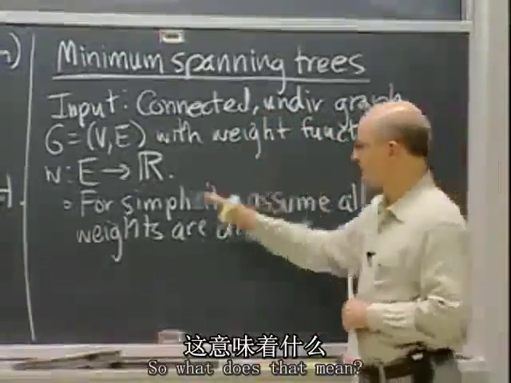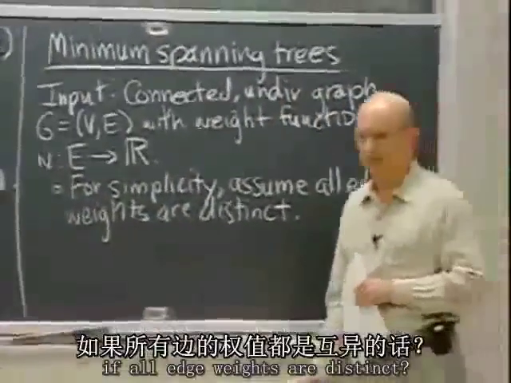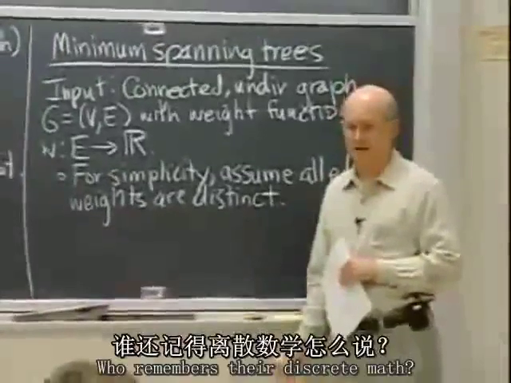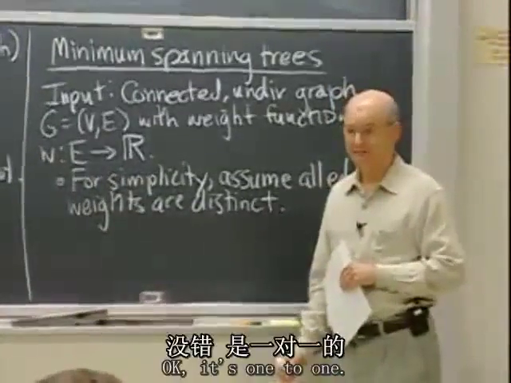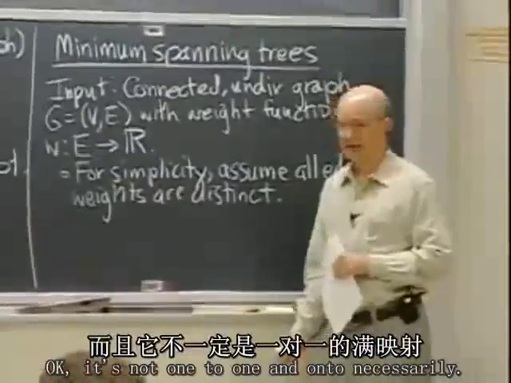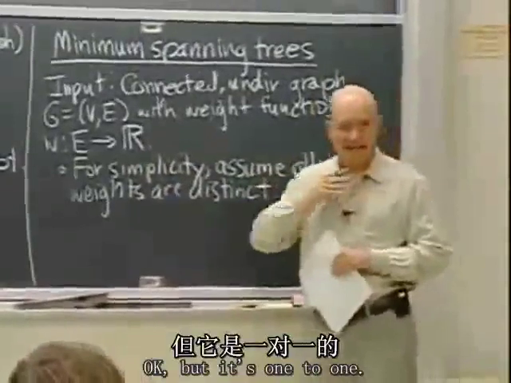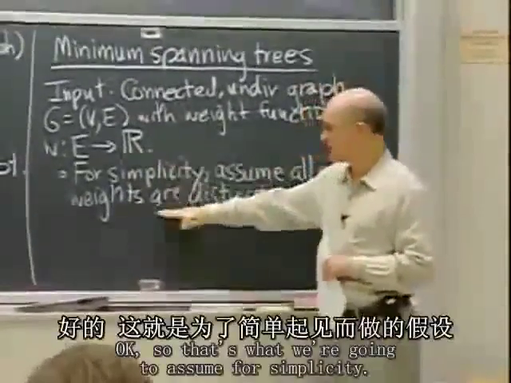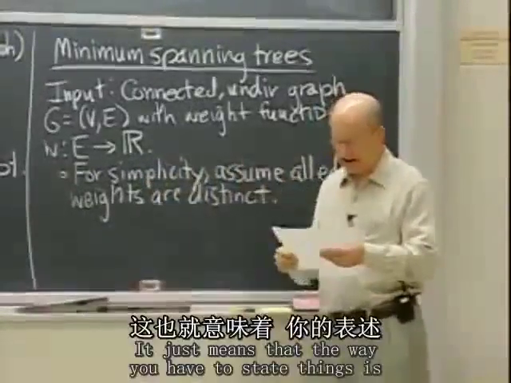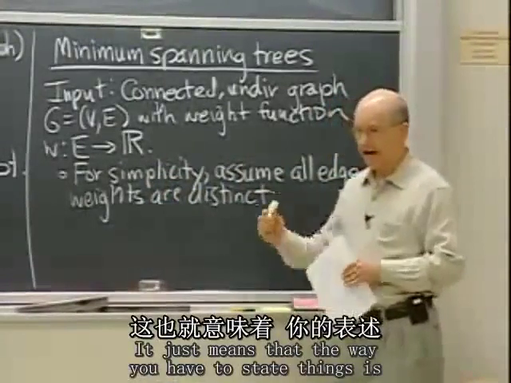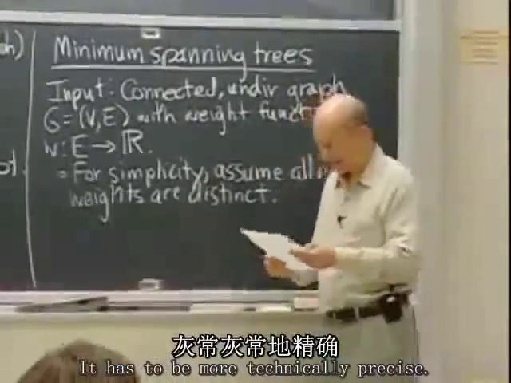So what does that mean? What property does the function W have if all edge weights are distinct? Who remembers their discrete math? Injective. It's injective. It's one-to-one. It's not necessarily one-to-one and onto. In fact, it would be kind of hard to do that because that's a pretty big set. But it's one-to-one, it's injective. So that's what we're going to assume for simplicity. In the book, they don't assume that, and it just means that the way you have to state things has to be more technically precise.